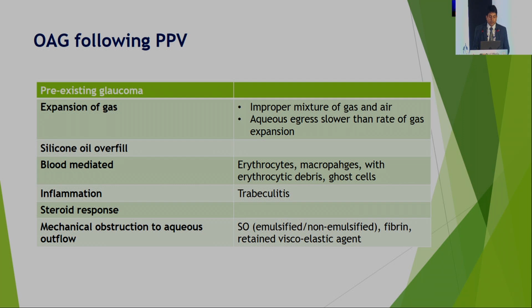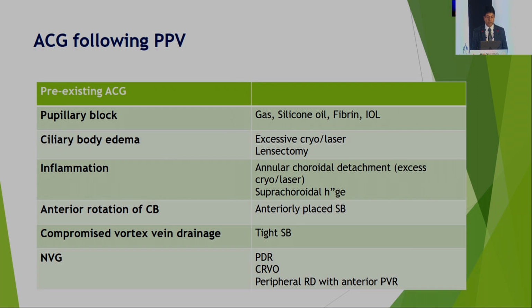So following PPV, glaucoma can be an open-angle glaucoma. It can be because of pre-existing glaucoma, expansion of the gases, or silicone oil overfill. It can be inflammation-mediated, that is trabeculitis, or it can be because of steroid response, or mechanical obstruction to the aqueous outflow by silicone oil, which is emulsified or non-emulsified, by fibrin, or by retained viscoelastic agents.